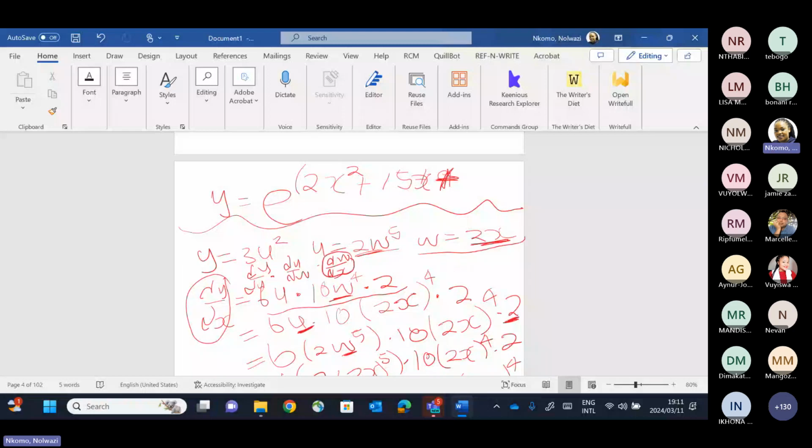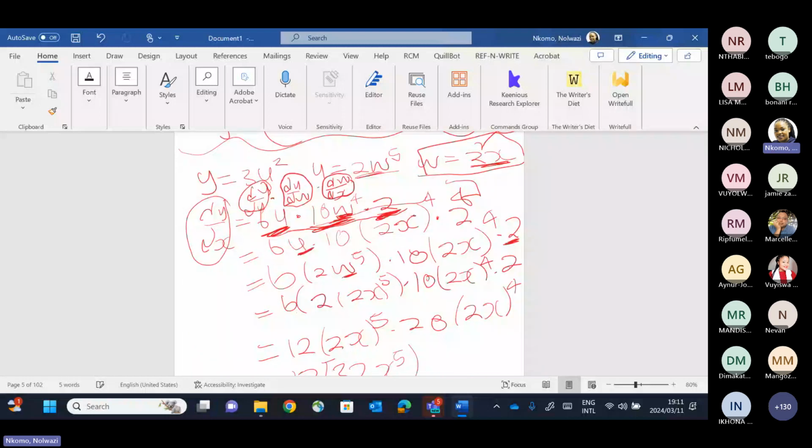Because what we did from here to here was to substitute the value of w, which is 2x, right? We didn't do anything to the other variables. We only substituted the value of w, which is 2x. That's why we still have 2, we still have 10, we still have 6. Is it fine? Yeah, thank you.